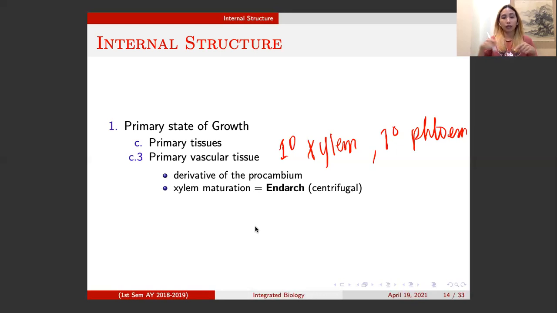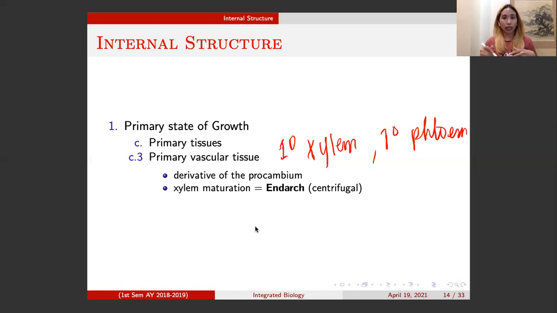It means from the outside palabas. Okay, yung formation ng kanilang xylem. Sa stem, ang xylem maturation is endarch. Endarch is characterized by a centrifugal, so from the axis palabas, right?